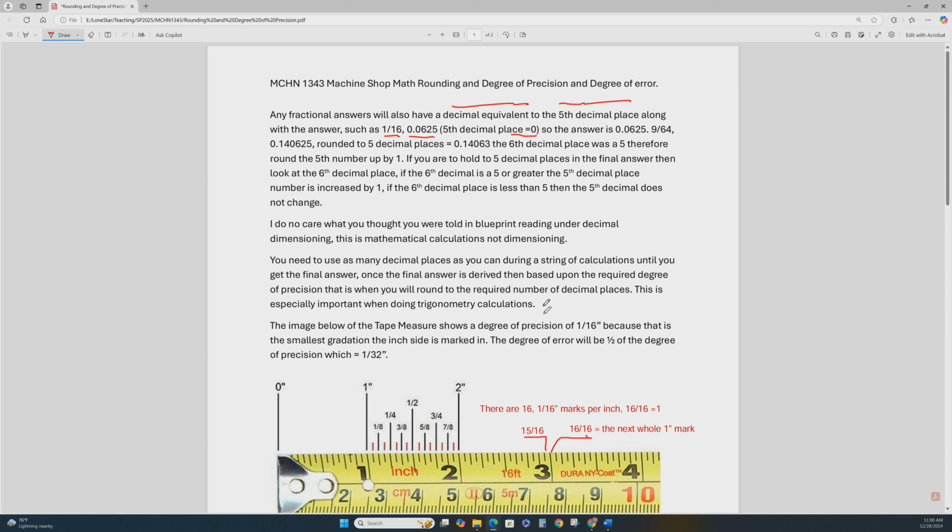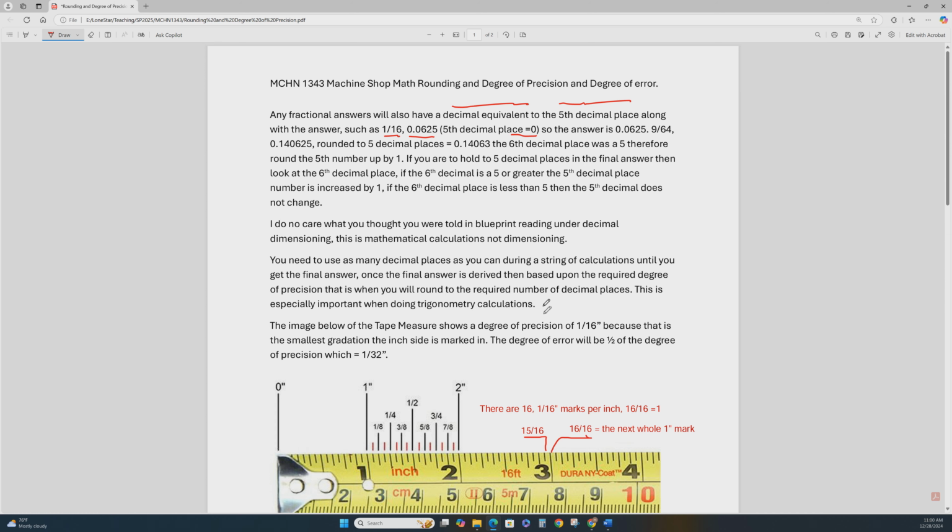If you're a machinist or a field service tech, especially in industrial electronics, you want to be as precise as you possibly can until you get to the very end of the rodeo. Then you can figure out what the final answer degree of precision needs to be. But until then, I would be very fat with my calculations. Use as many decimal places as you can stand.